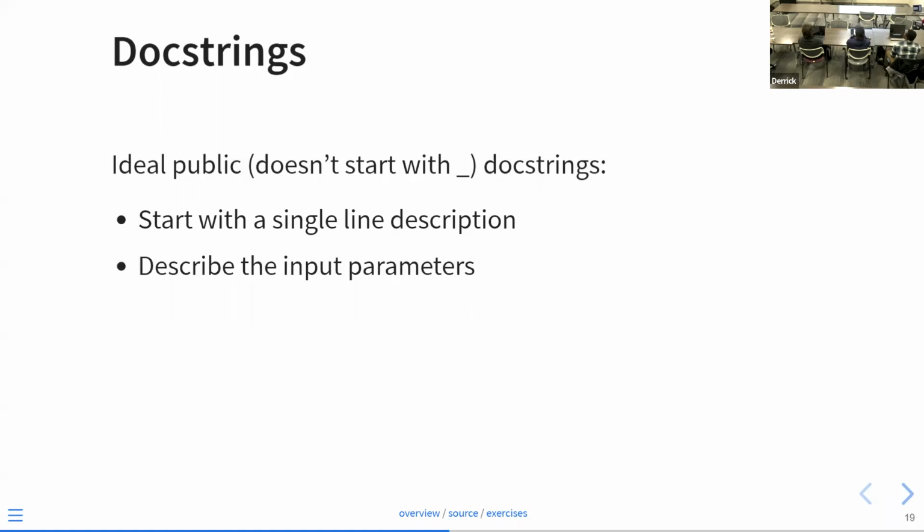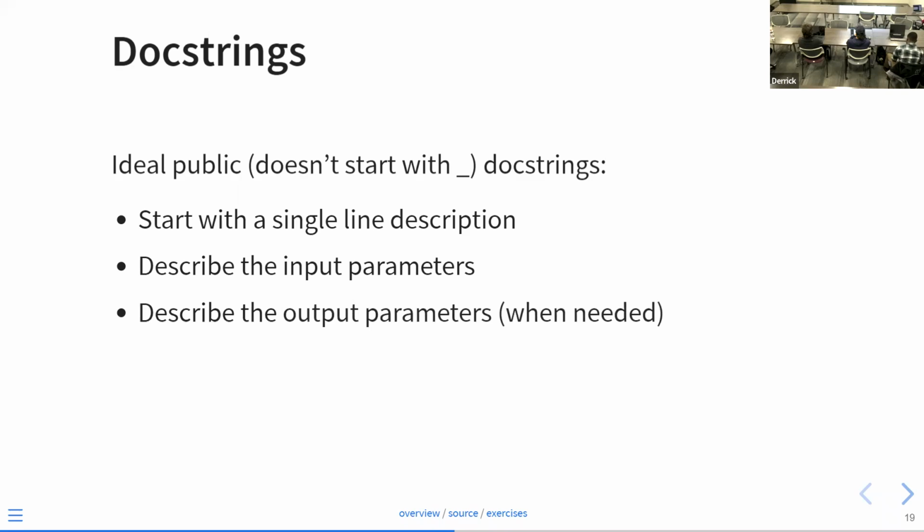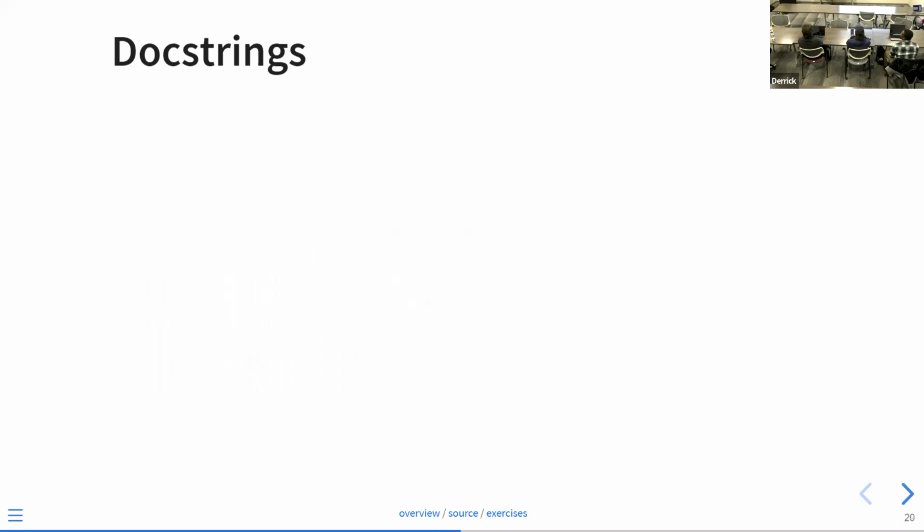Here, you're going to want to describe the input parameters as well as the output parameter or parameters when needed. And I'll show you when it might not be needed. And then it's also good to provide an example. I know whenever I'm looking at how to use a pandas or a NumPy function, I go to the documentation page and I just scroll down to the examples. That's the first thing I want to see. So those are quite useful.